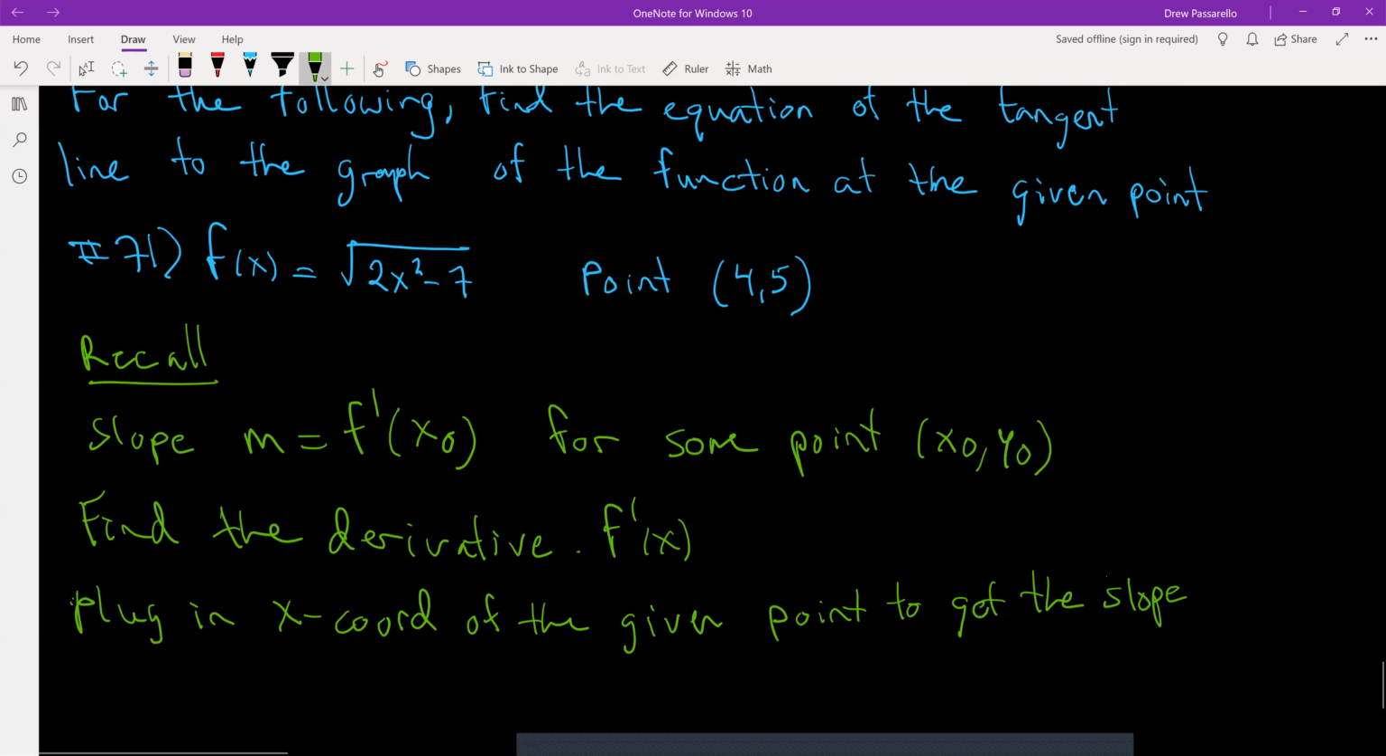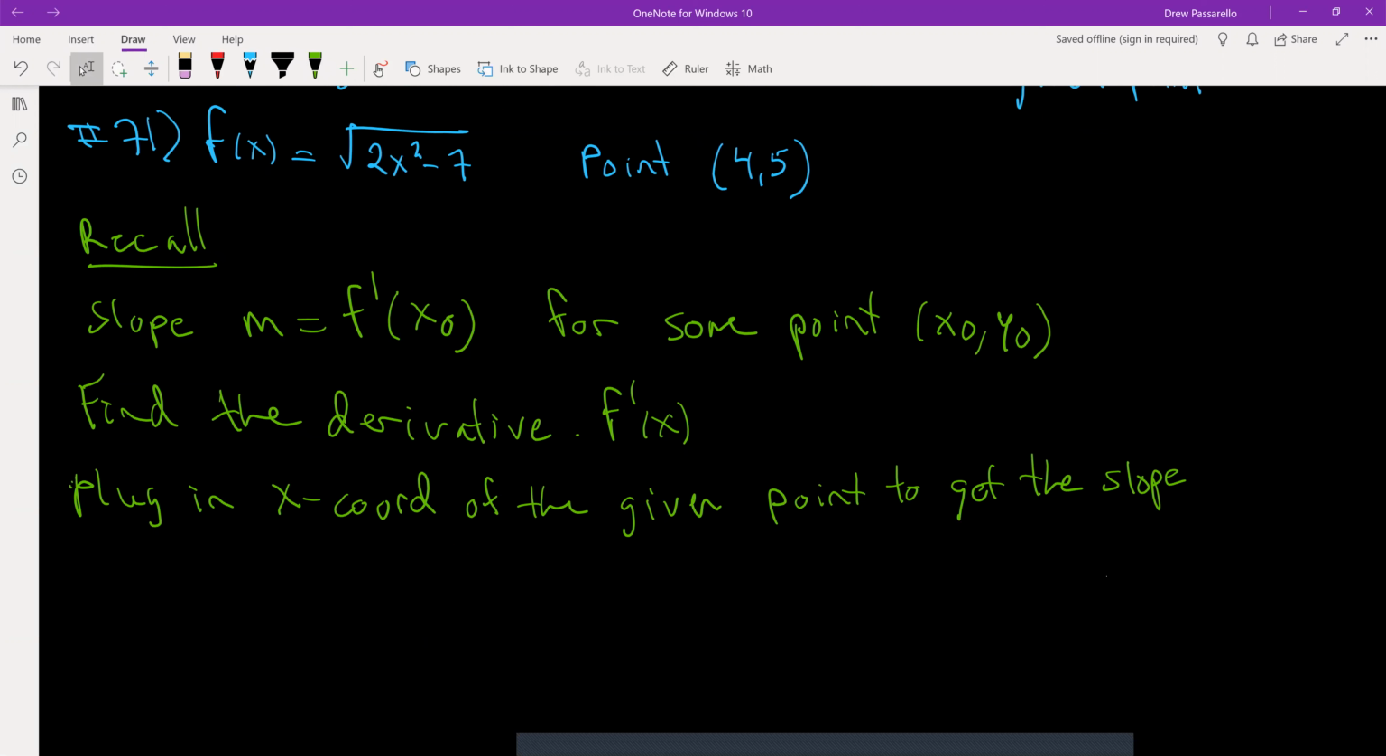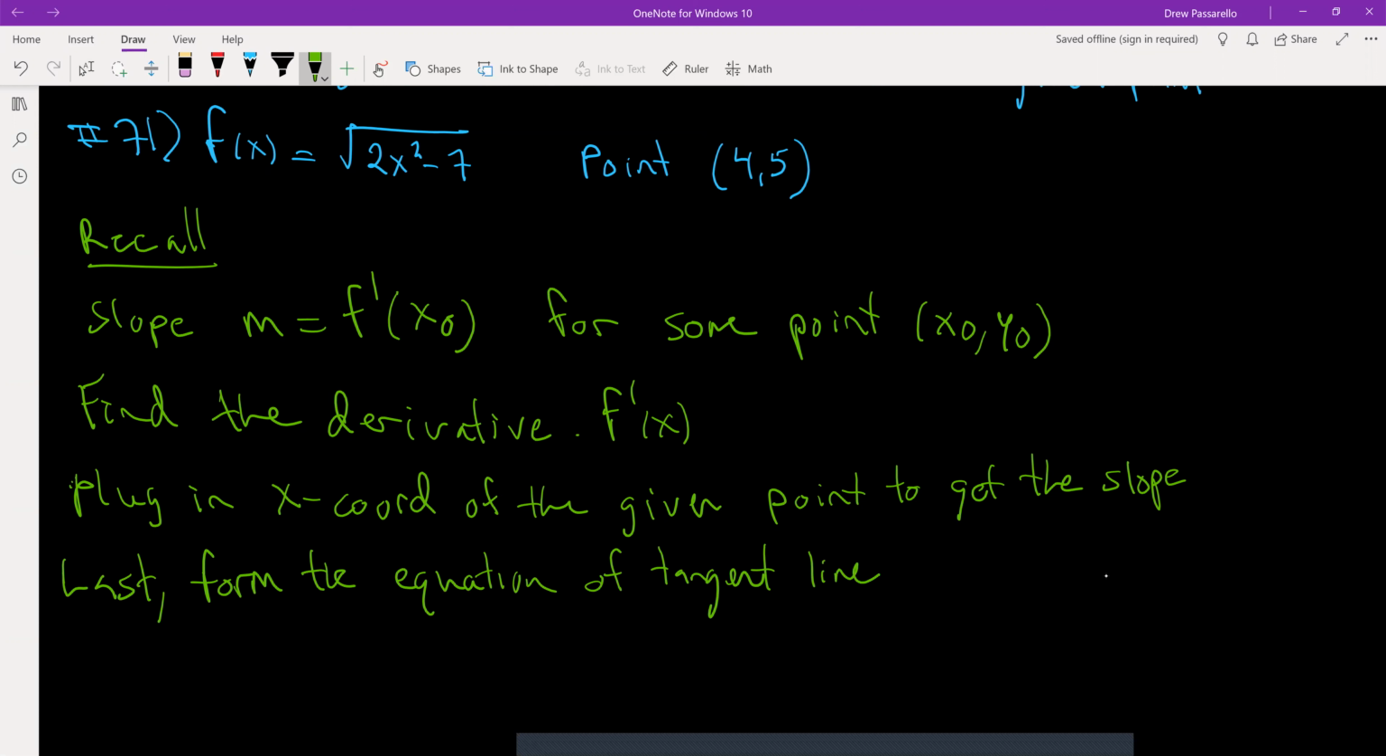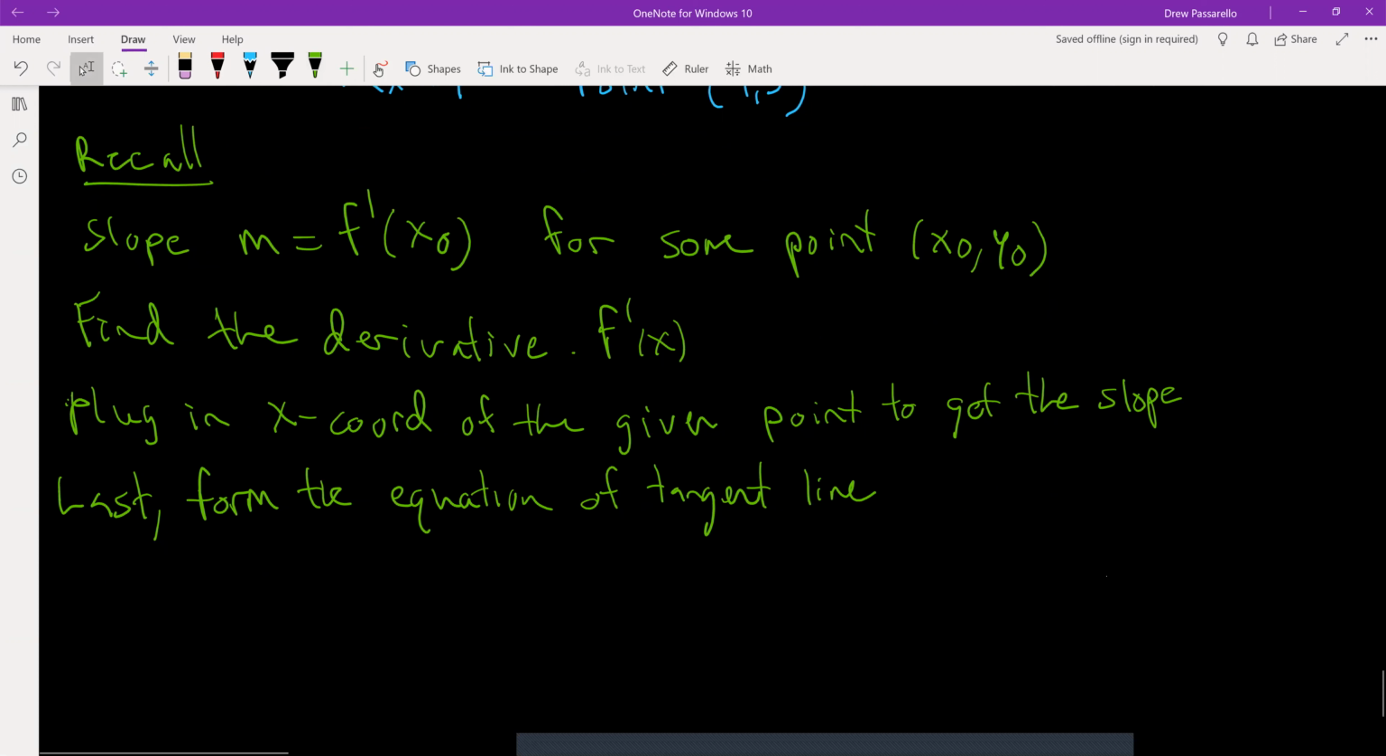And then after we find the slope, we can form the equation of the tangent line. So last, form the equation of the tangent line. I use point slope form because it's just less to work. So point slope form of a line is y minus y1 equals m times x minus x1.